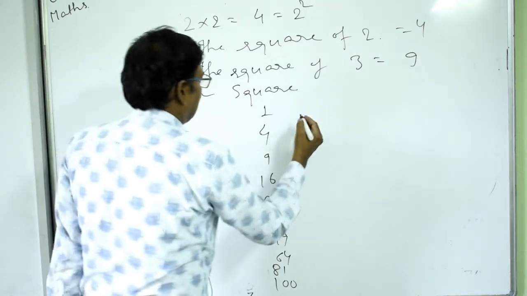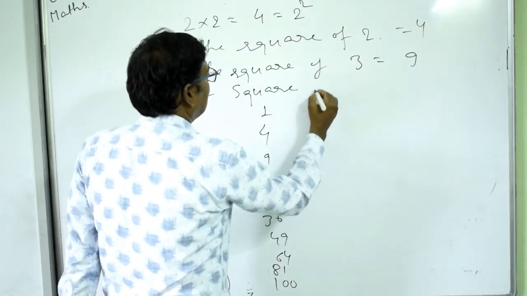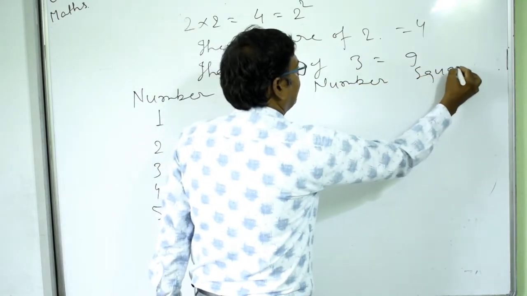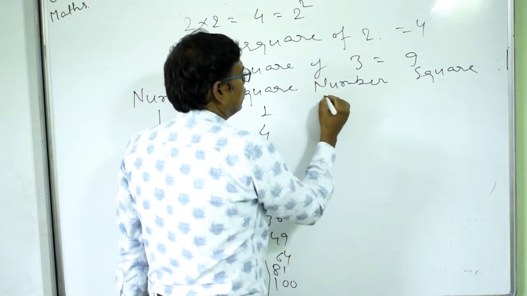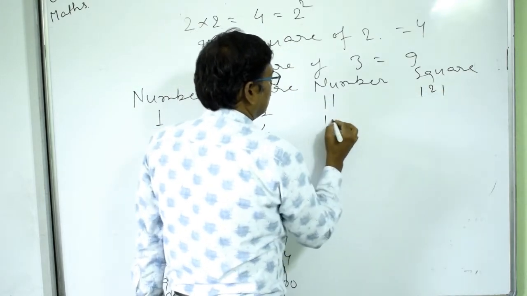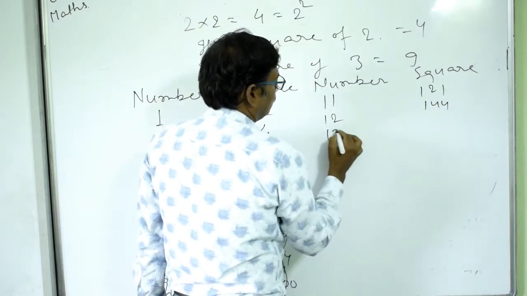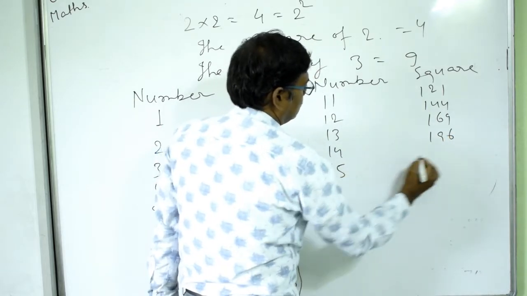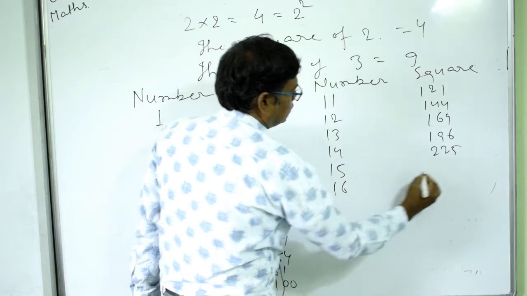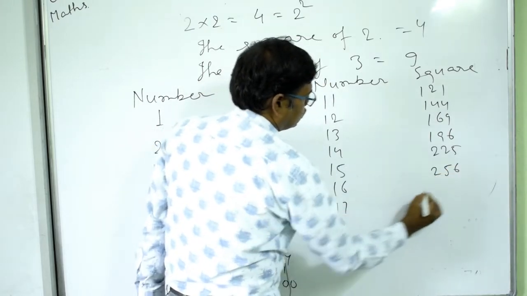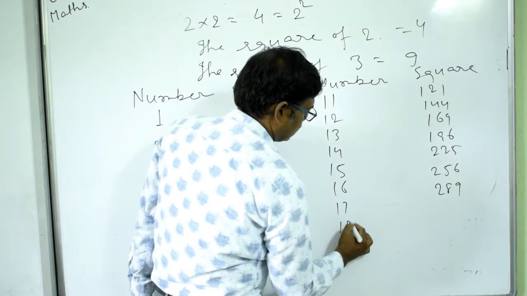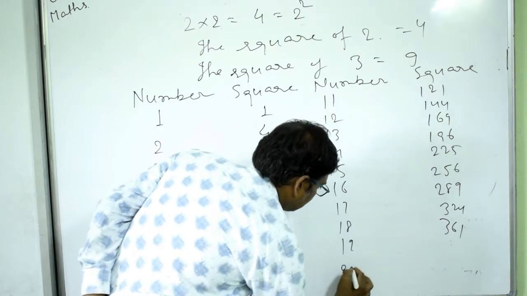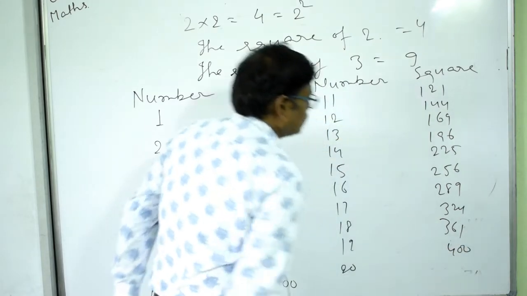Similarly, if you have the number 11, then you have its square. The square of 11 is 121, the square of 12 is 144, the square of 13 is 169, the square of 14 is 196, the square of 15 is 225, the square of 16 is 256, the square of 17 is 289, the square of 18 is 324, the square of 19 is 361, and the square of 20 is 400, and so on.